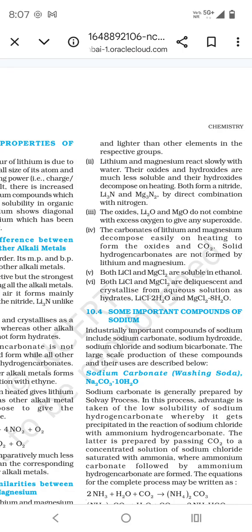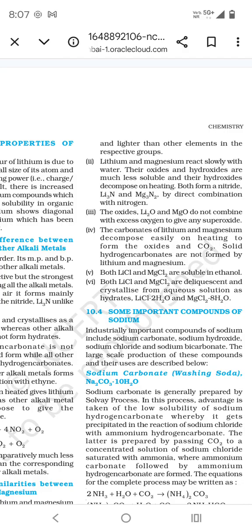Lithium and magnesium react slowly with water. Their oxides and hydroxides are much less soluble and their hydroxides decompose on heating. Both form the nitrides, Li3N and Mg3N2, by direct combination with nitrogen. The oxides Li2O and MgO do not combine with excess oxygen to give any superoxides.